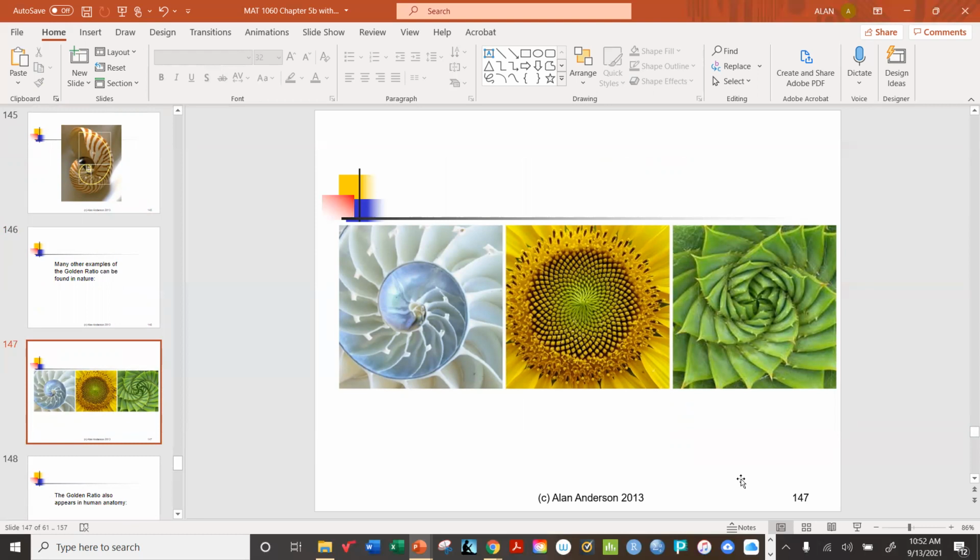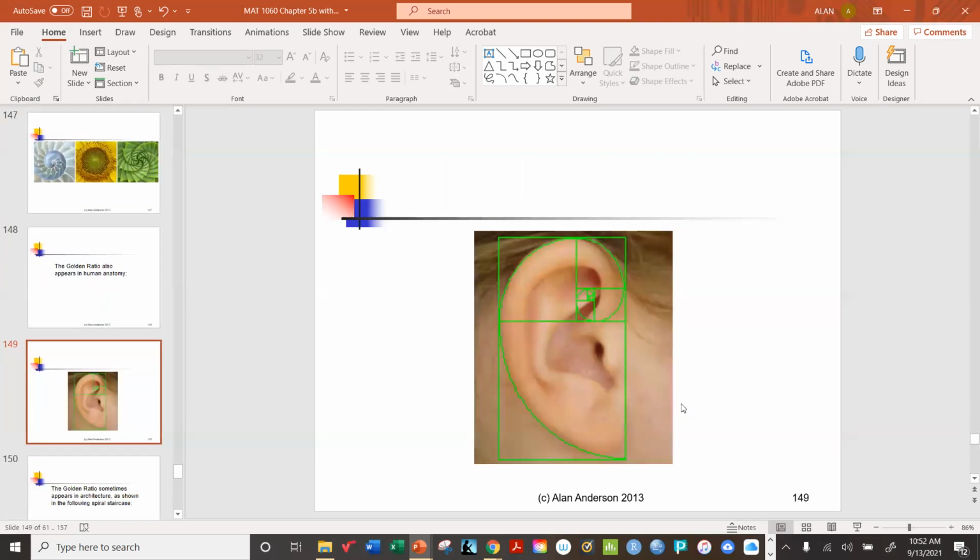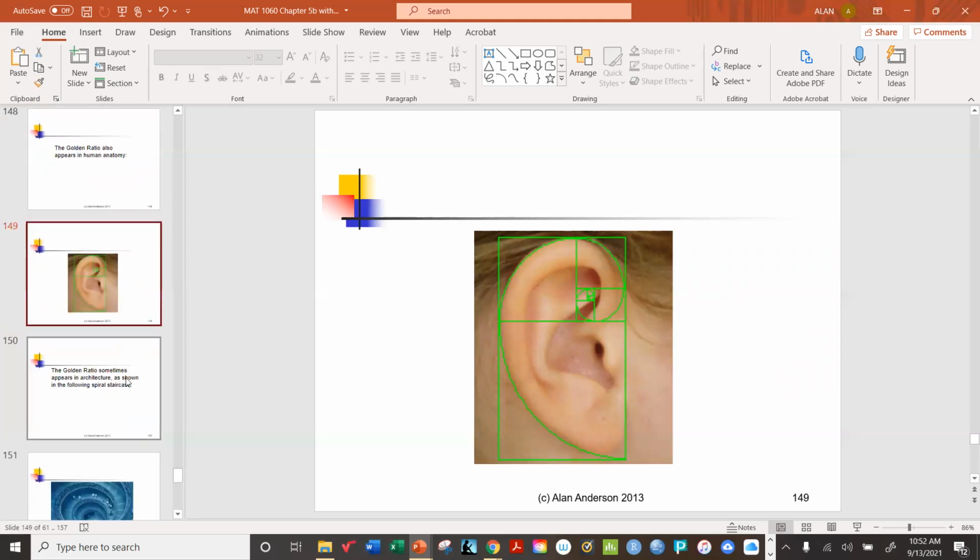Well, where else might we run into this? Human anatomy. Look at that. Doesn't your ear remind you of that golden spiral? Sure it does. And oh, by the way, in Da Vinci's writings, he mentioned that there are several ways in which the golden ratio shows up in the human body. For example, apparently the ratio of your height to the length of your legs equals 1.61803. It's the same as the golden ratio.